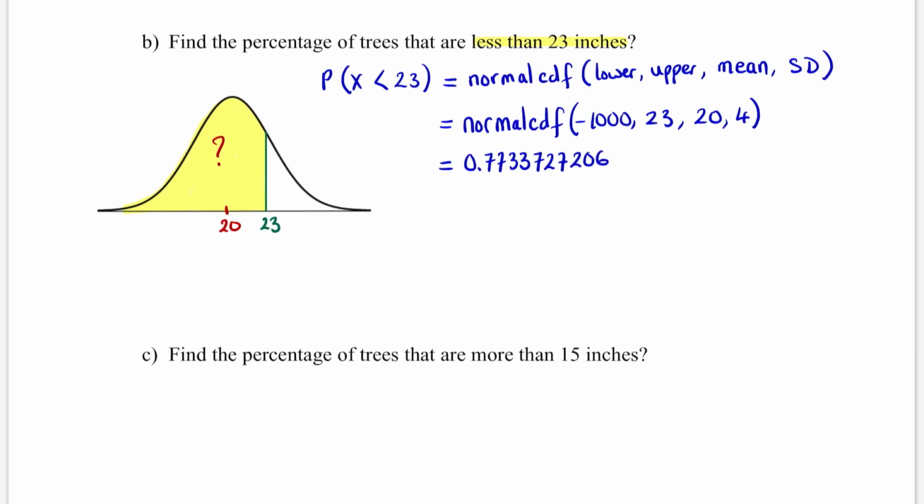And let's round this to 4 decimal places. This digit is 7. I round up to 0.7734. And I'll convert this to a percent, that is 77.34%.